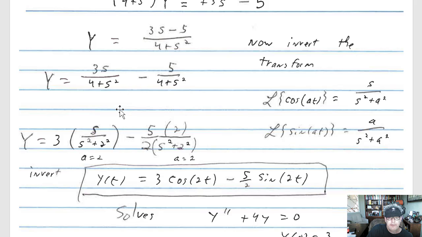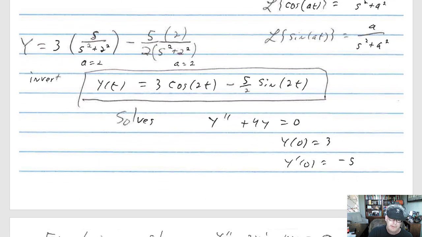Cosine's a little bit easier. You just need an s on top. And so this 3 you can think of putting out front. For sine, I've got this s squared plus a squared. I need an a on top. So this is s squared plus 2 squared, so I need a 2 on top. So you put a 2 there, you divide by 2. And then when you invert the transform, this is what we get. And so that solves our differential equation.